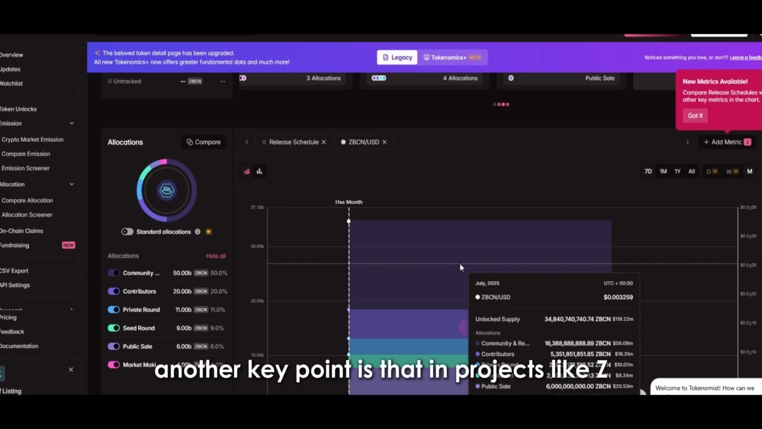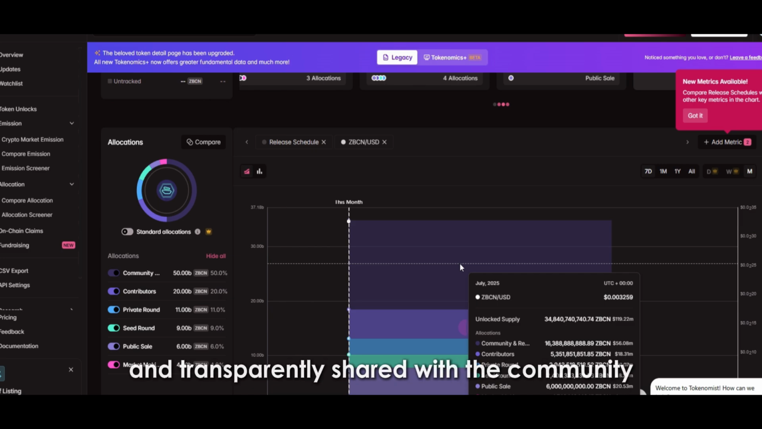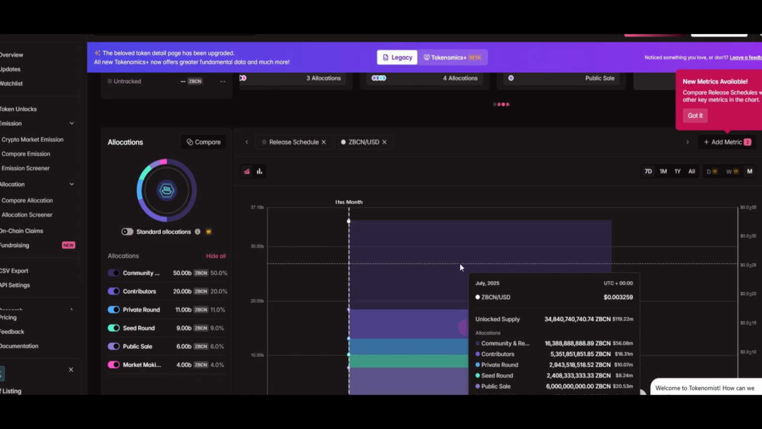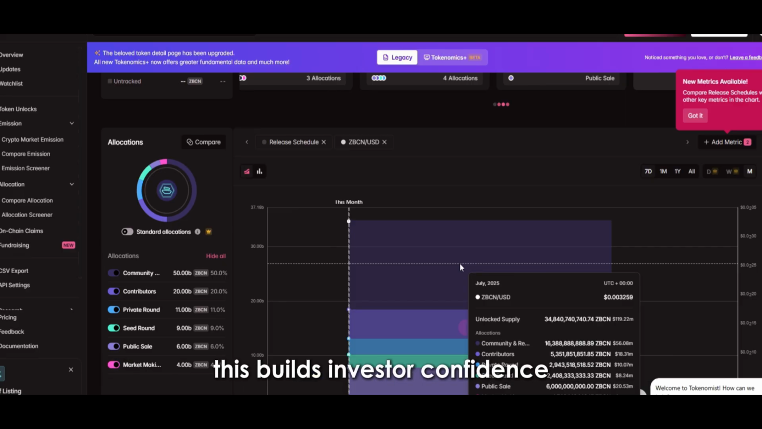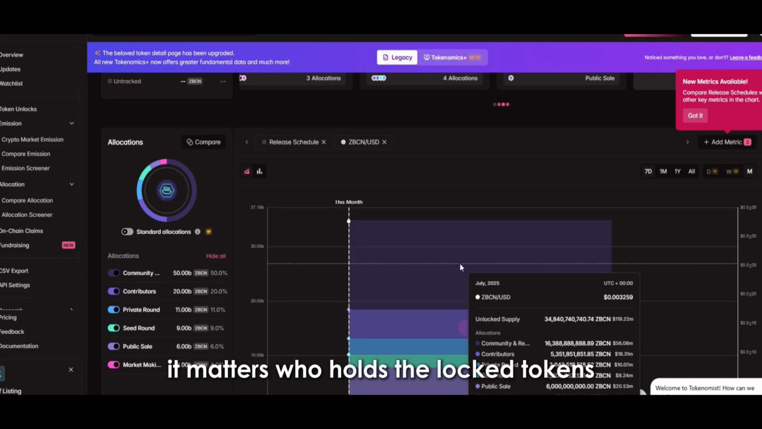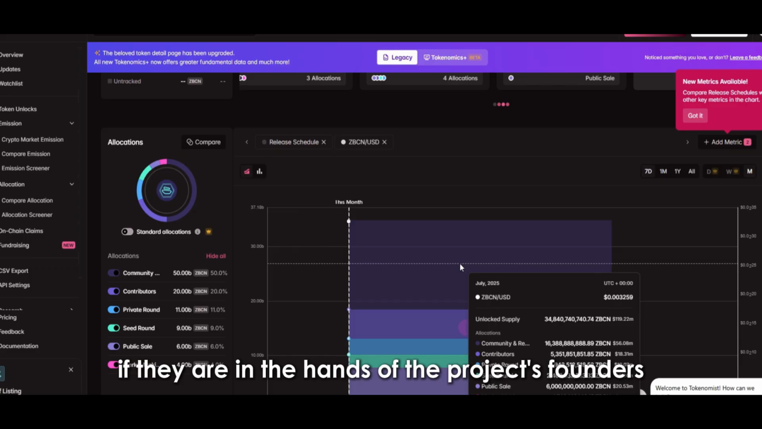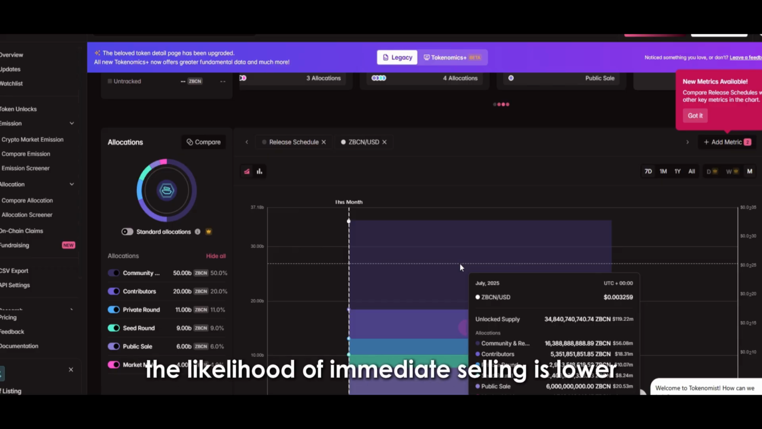Another key point is that in projects like Zbcn, token unlocks are usually scheduled and transparently shared with the community. If the unlock schedule is regular and predetermined, this builds investor confidence. In environments free from uncertainty, investors tend to behave more boldly. Also, when reviewing Zbcn coin's token distribution, it matters who holds the locked tokens. If they are in the hands of the project's founders or long-term holders, the likelihood of immediate selling is lower, which in turn limits the unlock's impact.